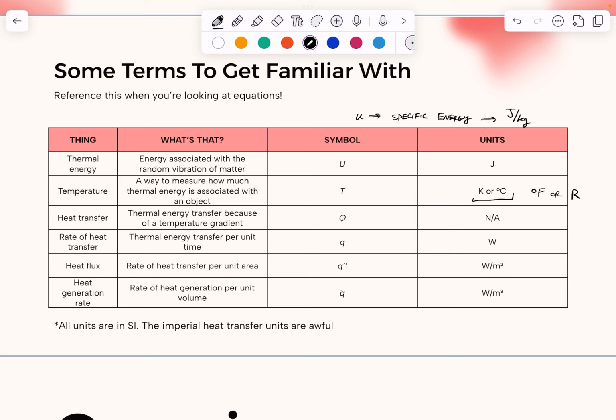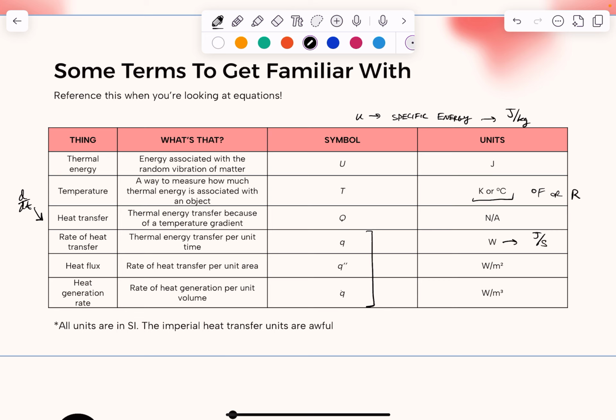We'll get into that a little later, but what we care mostly about are these three right here. These have to do with all the equations that we're going to be using. The rate of heat transfer is the thermal energy transfer per unit time. So this is kind of like the derivative of this guy right here. If you take the derivative of that with respect to time, you will get the rate of heat transfer, and that is in watts, which is also known as joules per second.